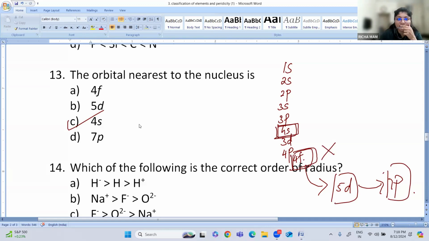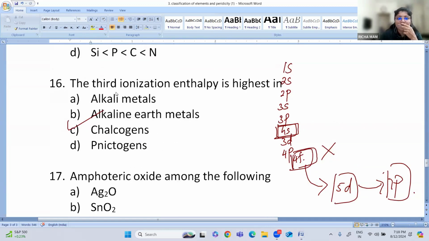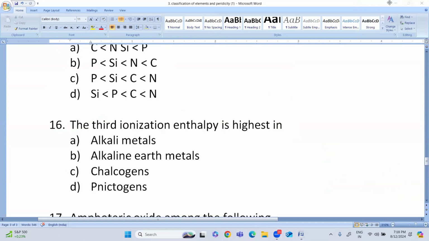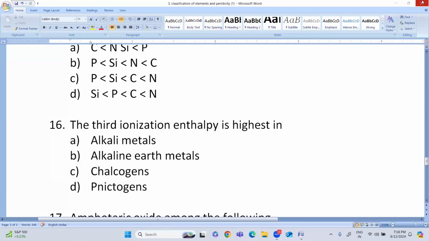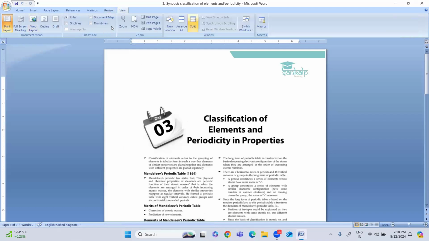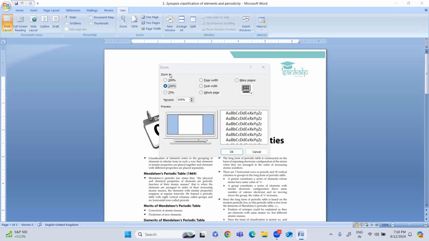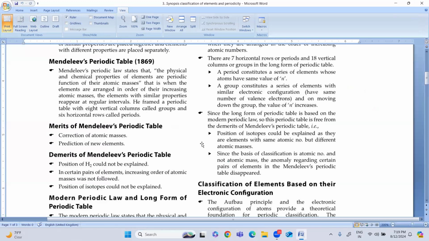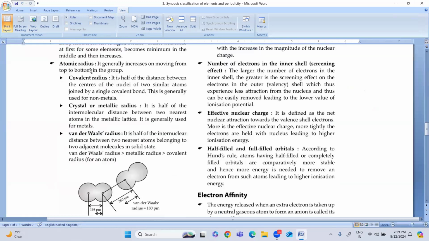Let us see some more questions, then I'll explain what ionization enthalpy is. Most of the questions here are based on ionization enthalpy. So let me first explain what ionization enthalpy is, because it is a very important concept. Okay, so I've explained all these things. I have explained the first one here, atomic size.